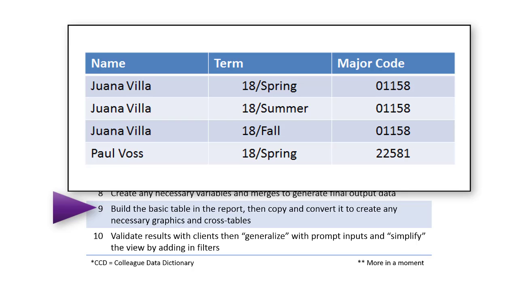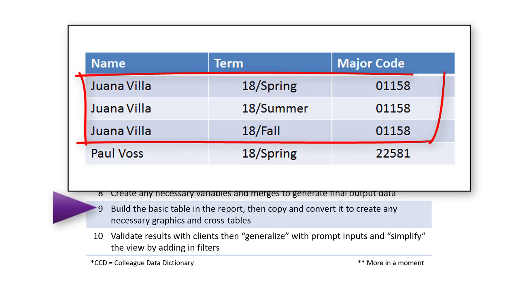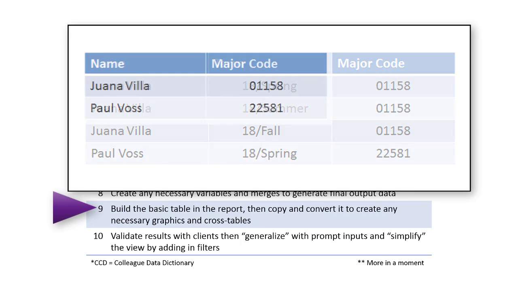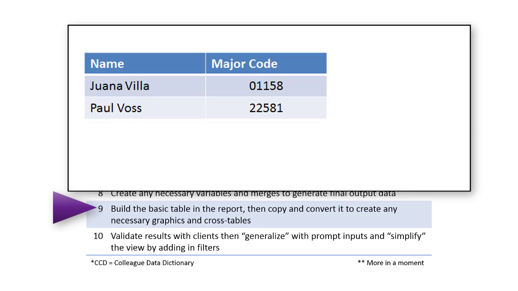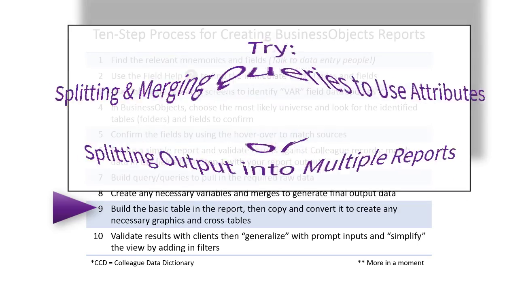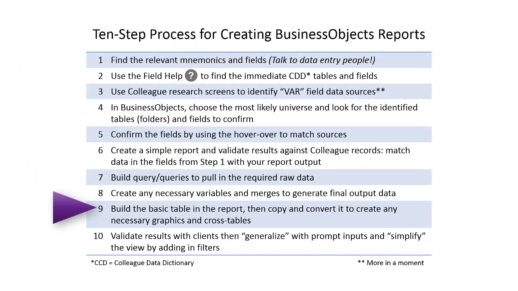You might find that you have 10 rows for a single student because that student attended 10 terms. You may need to delete columns, such as terms, to get single unique rows of the desired value. Such deletions may indicate either the need to split and then merge queries to create attribute values, or, if the client is willing, the creation of multiple simple reports rather than a single large one.